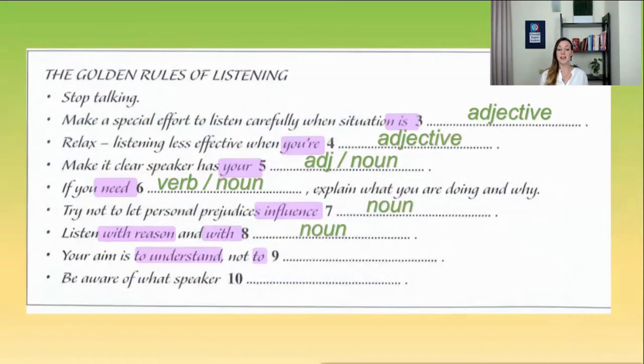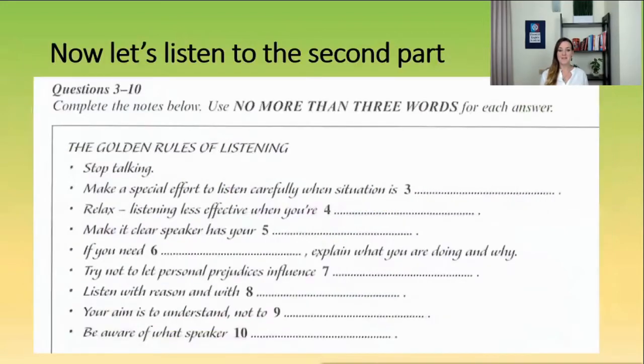In number 9, we have to understand, and then we have to again. So this tells us it's going to be another verb. And finally, in number 10, be aware of what speaker. Again, this could possibly be a verb, or it could be an adjective. Okay, now we've looked at the note completion strategies, let's have a go at listening to the second part and see if you can get the correct answers.